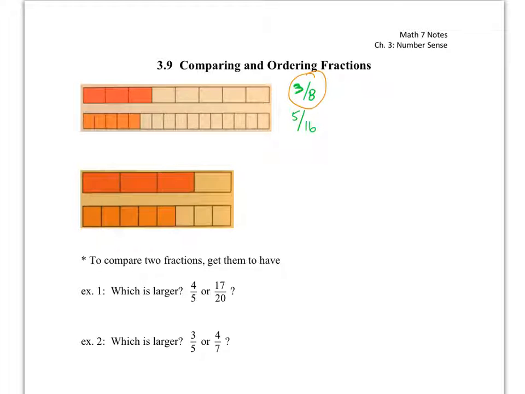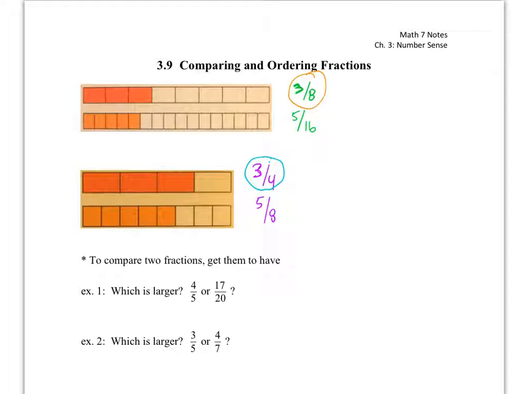What would you say the next one is? The top one of the second drawing. I don't know. 3/4. And the bottom one? 5/8. Which is bigger, 3/4 or 5/8? 3/4 because the bar goes longer. So if you have pictures, it's really easy to compare fractions.